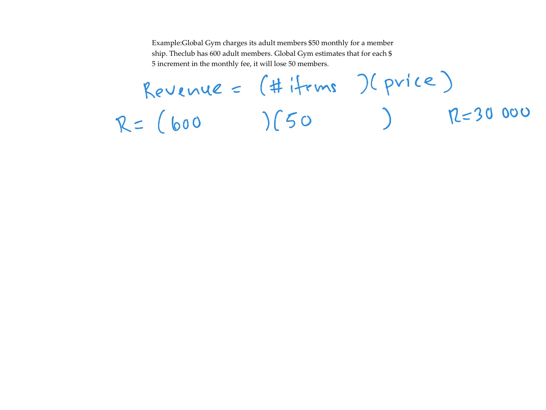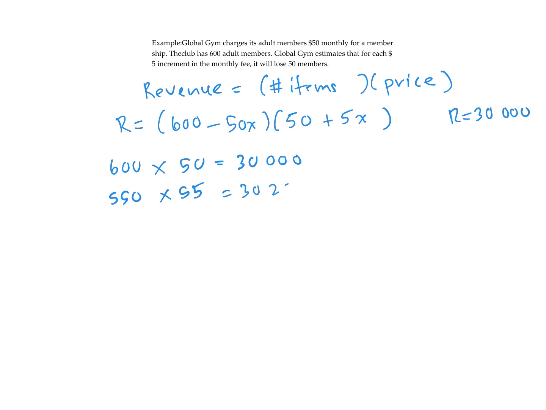Let's see, we're going up $5. So we could go up $5 but we're going to lose 50 members. So for example, 600 times 50 is $30,000. If I went up $5 to $55, now I'm only going to get 550 members because I'm going to lose 50 people. So now the revenue is $30,250. So even though I put the price up and I lost 50 members, I'm still making more money.